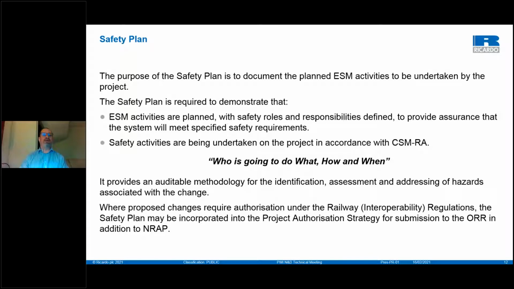Quick note about the interoperability regulations. In terms of the safety plan, this may be incorporated into the project authorization strategy, which would form part of the submission to the ORR for the application for placing into service. In addition, in Network Rail projects, the Network Rail Acceptance Panel assessment and authorization.